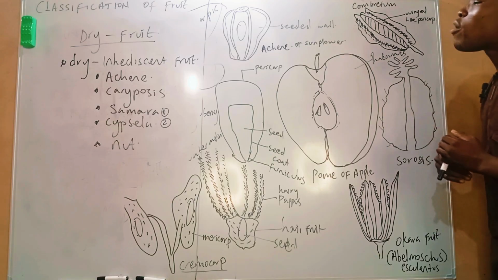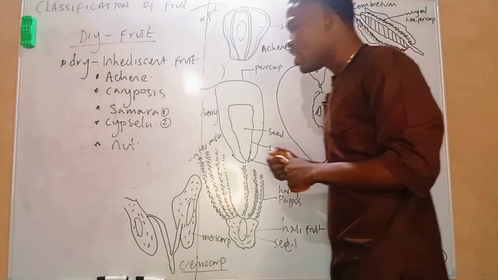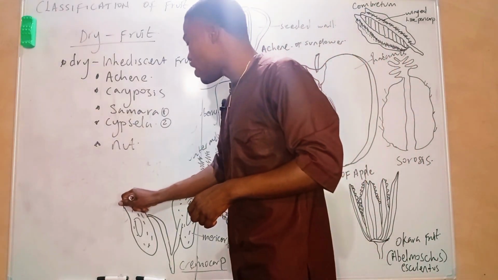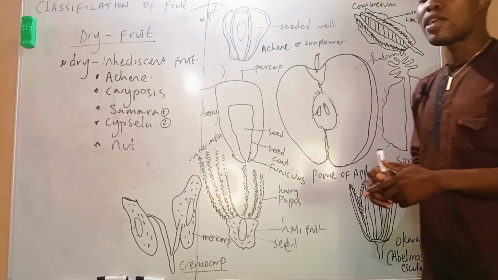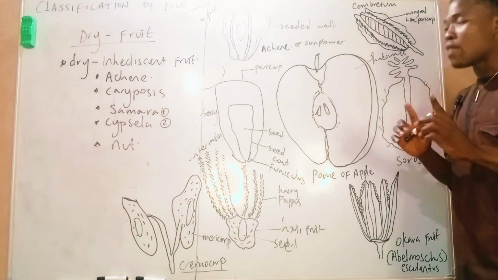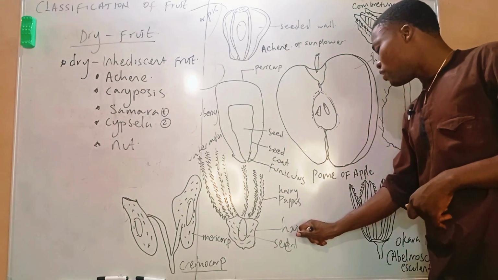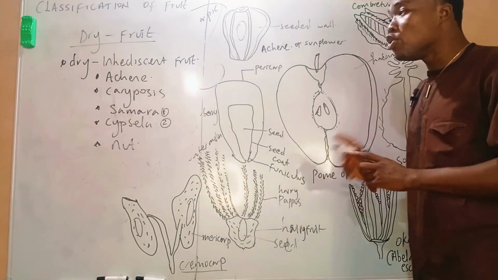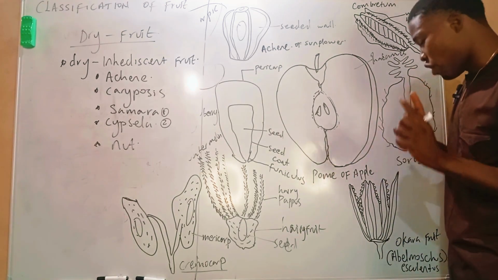Another type of achene is a cypsella. A cypsella is very unique as we see them in our environment. Here in Africa, we call them the Edede plant. Let me explain. This fruit is usually a type of achene first.